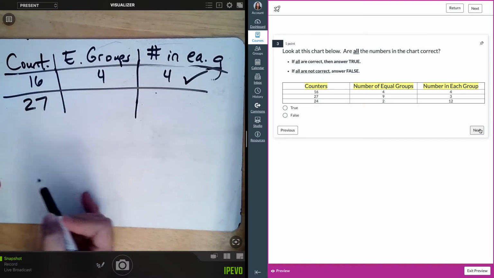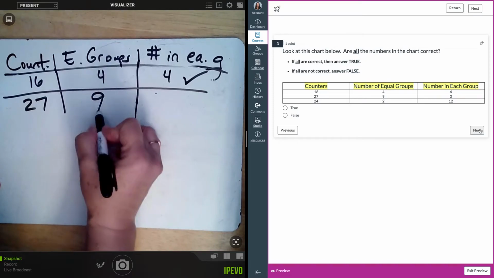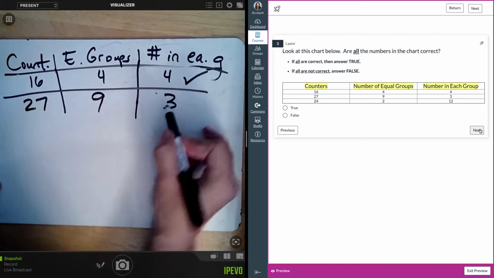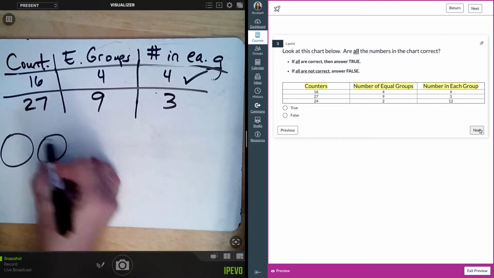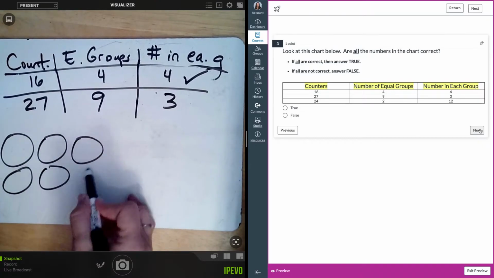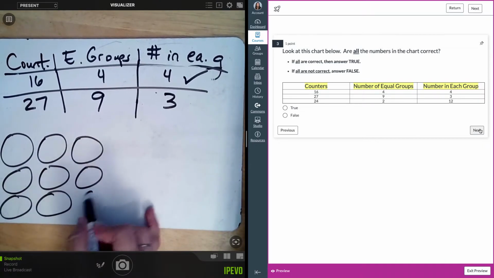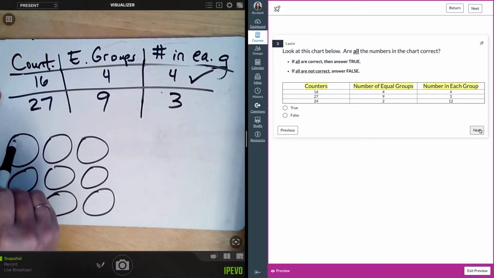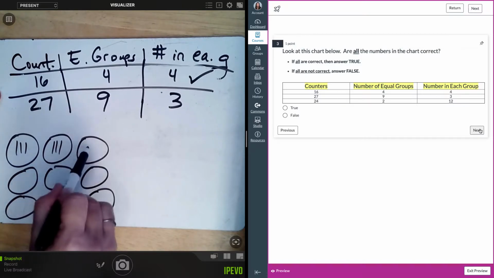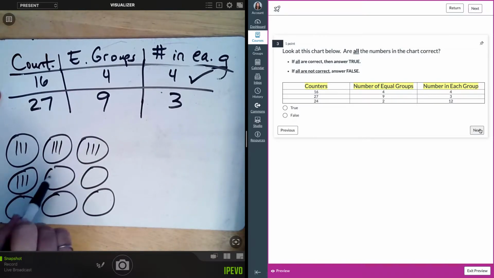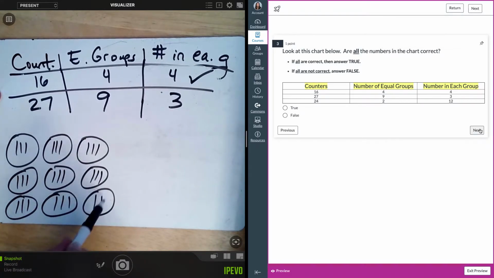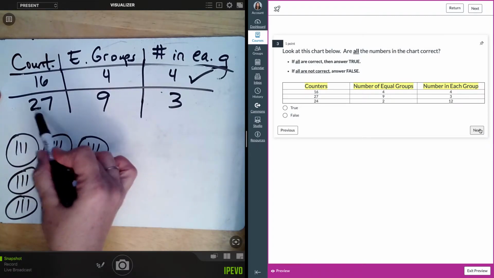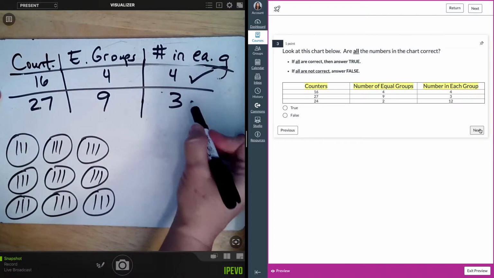27 counters, 9 equal groups. Well, I have 3 in each group. 1, 2, 3, 4, 5, 6, 7, 8, 9. Okay, I've got my 9 groups. So will there be 3 in each? 1, 2, 3, 4, 5, 6, 7, 8, 9, 10, 11, 12, 13, 14, 15, 16, 17, 18, 19, 20, 21, 22, 23, 24, 25, 26, 27. That one checks. I have 27 counters, 9 equal groups, 3 in each.